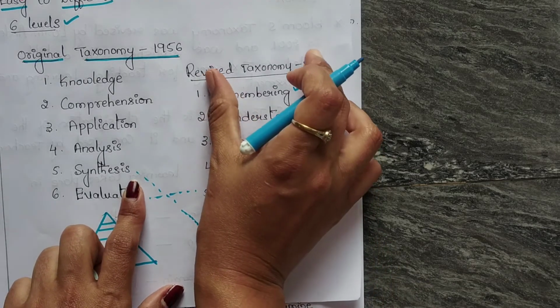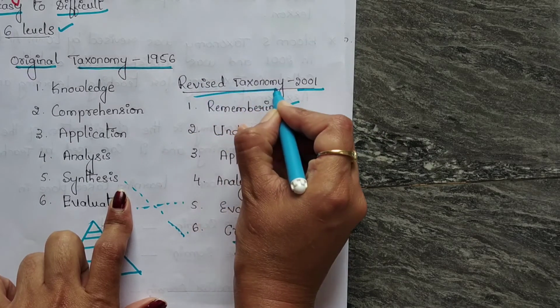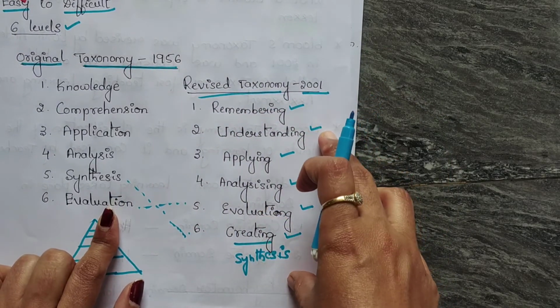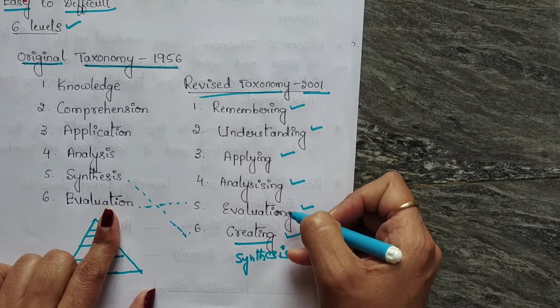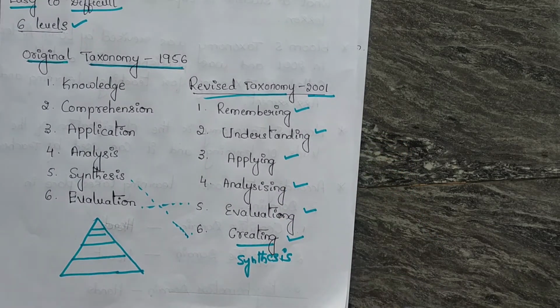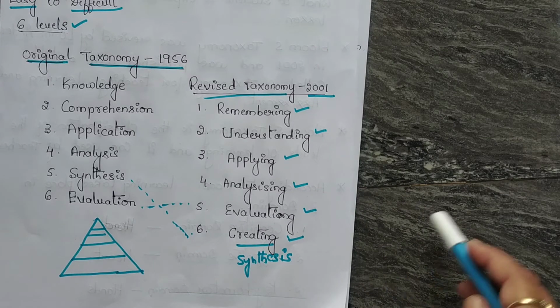This revised taxonomy is important. They will ask these levels: remembering, understanding, applying, analyzing, evaluating, and creating. Let us know one by one what they mean.